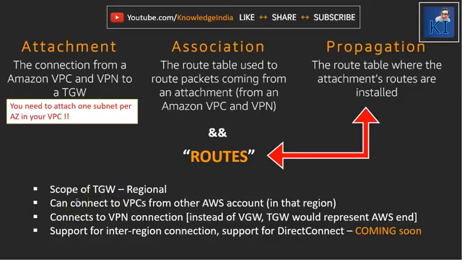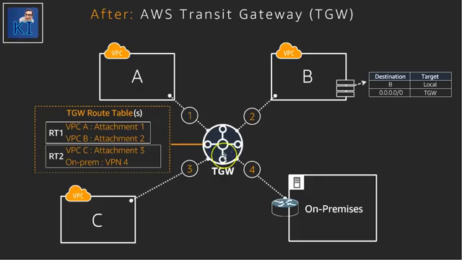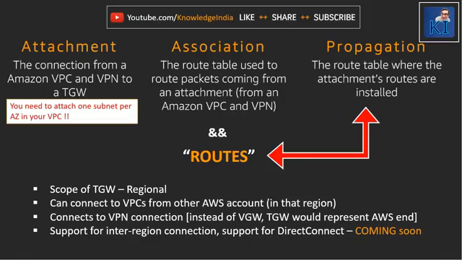Understand that TGW is regional, but it can operate across accounts. So it is possible that you can peer VPCs across two different accounts if they are in the same region. For example, VPC A might belong to account 1, VPC B might belong to account 2, but it's possible to peer it via TGW. You can actually accept the attachment from VPCs in another account as well. That is possible, but across region it is not supported currently.